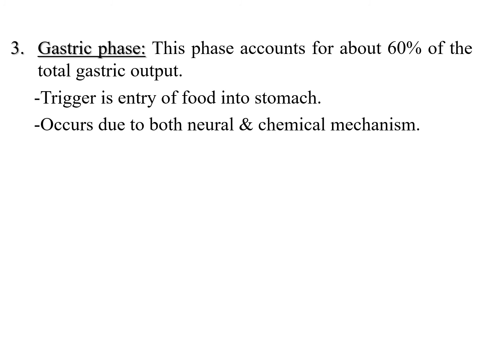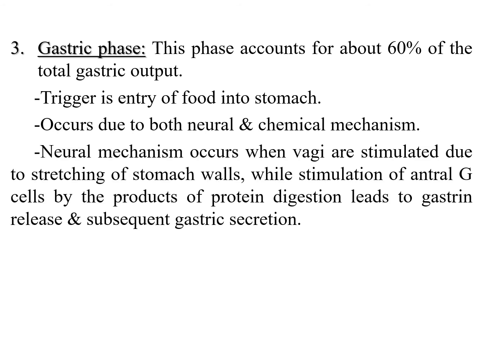Here the mechanism is both neural and local chemical. The neural mechanism is simple, again due to the vagus nerve. As the food enters the stomach, there is receptive relaxation of the upper part of the stomach, which I have already discussed in my last class. This stretching of the stomach walls stimulates the vagus, and the vagus secretes acetylcholine that leads to secretion of the acid peptic juice.